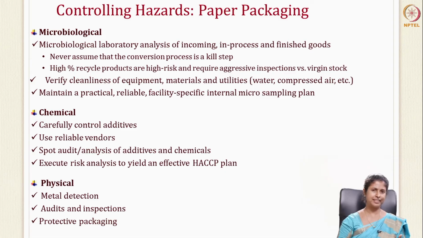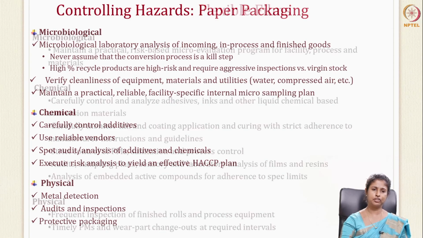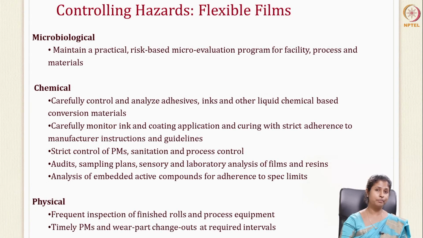Physical hazards, like I told you, the metals, the wood chips and everything that can accidentally enter into your product through the package. For this, you need to have metal detection everywhere. These metal detectors, which have magnets, will attract iron or any other metals and can help to detect these at every point. Audits and inspection just like the other hazards, and you need to have a well protected packaging to see that these physical hazards, in case they're there also, will never enter into the package. So those were for the paper.